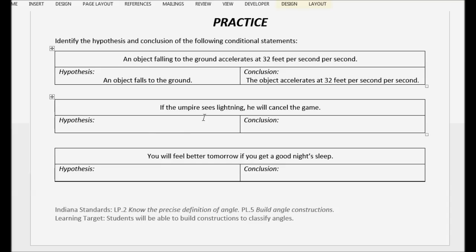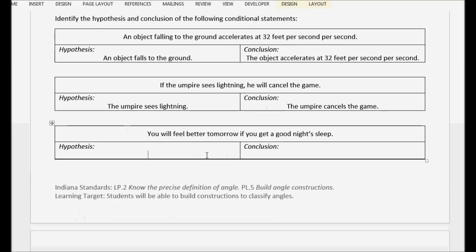In the second problem, if the umpire sees lightning, he will cancel the game. The hypothesis is that the umpire sees lightning. The conclusion is that the umpire cancels the game. Again, I did not use the pronoun he in my conclusion. I used the proper reference, the umpire.